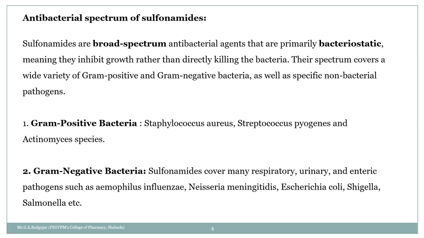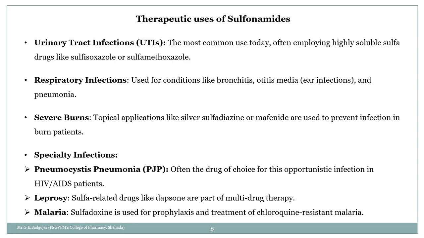So since sulfonamides are effective against gram-positive as well as gram-negative bacteria, we call it a broad spectrum antibacterial agent, which shows a bacteriostatic effect, meaning they inhibit the growth of bacteria, they do not kill the bacteria directly. Since it has a broad spectrum of activity, there are multiple uses. They can be used in the treatment of various urinary tract infections or UTIs. This is the most common use today, often employing highly soluble sulfa drugs like sulfisoxazole or sulfamethoxazole.